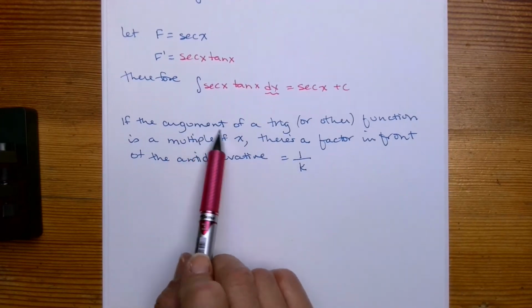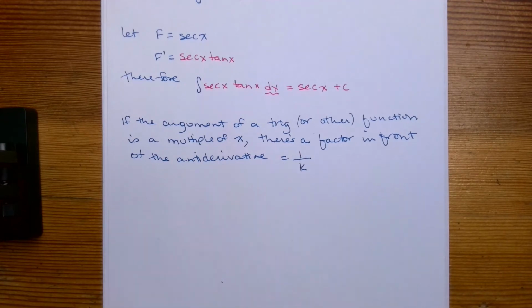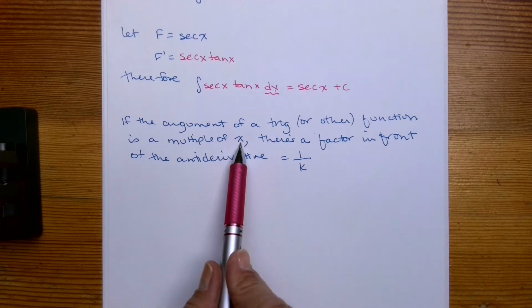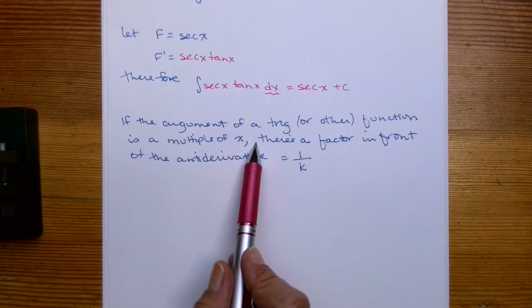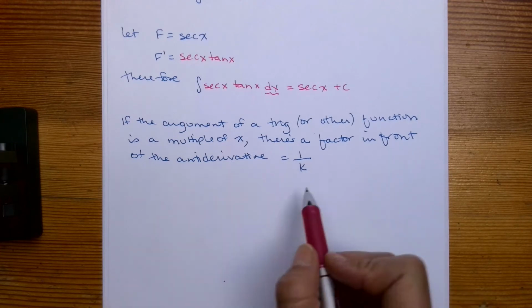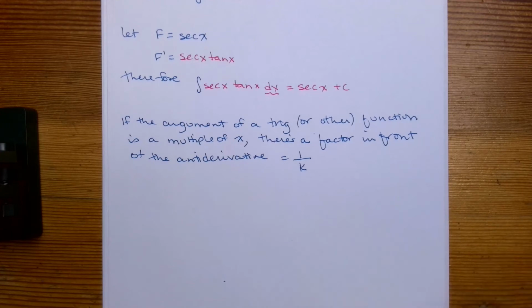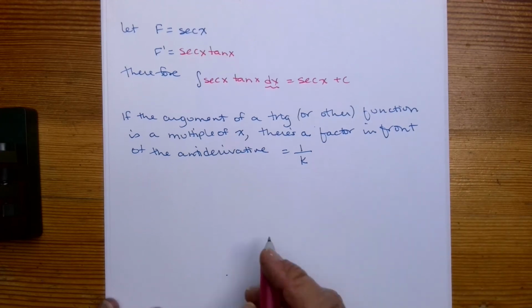Okay, now one more thing. If that argument of your trig function, or right, it works for exponential functions, actually pretty much all of our functions, is a multiple of x, so like a k times x, then out in front there's going to be this factor, right, so in front of the antiderivative, this 1 over k that multiplies your antiderivative. The argument of your function is going to stay the same.